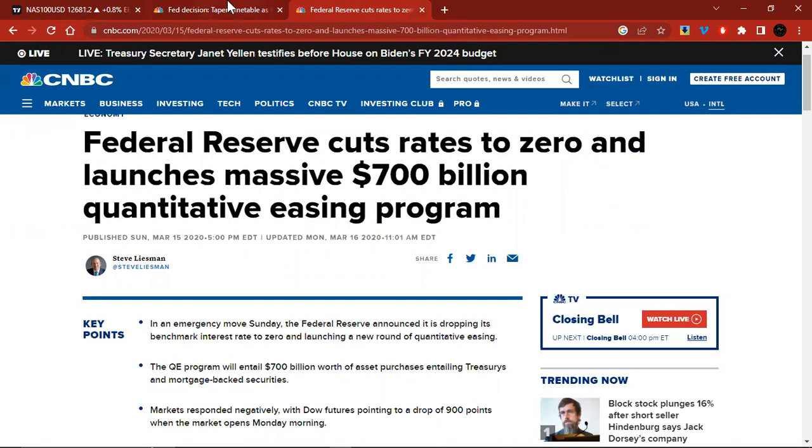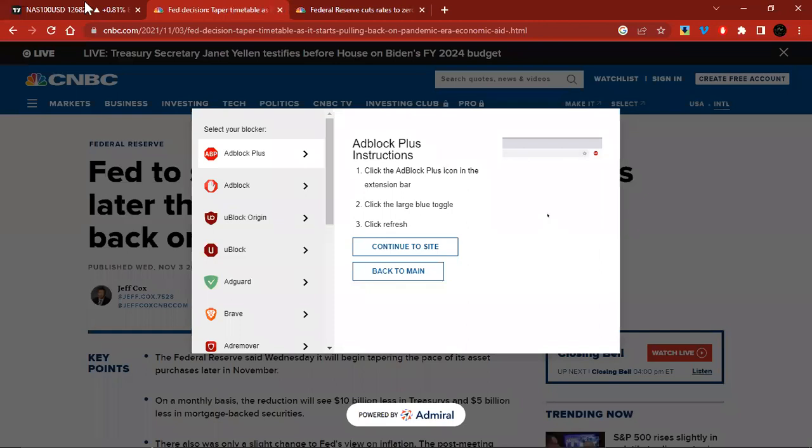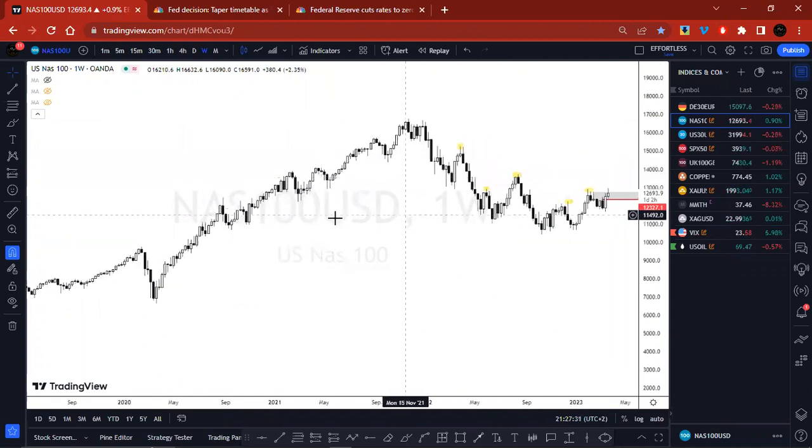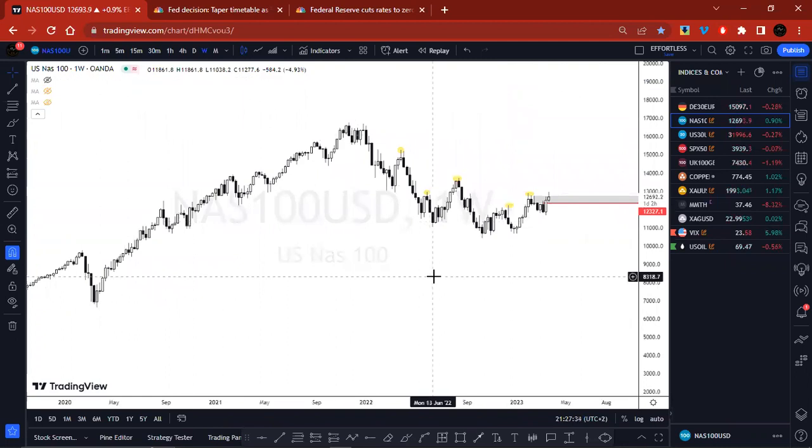So now do you understand how it ties together? On 15 March, they make the announcement: quantitative easing of 700 billion. The stock market rallies. Beginning of November, they make an announcement that they are going to start tapering. What happens to the stock market? The stock market starts dropping. Simple. So that is how I trade indices. Based on the actions of the central banks, I assess how that will impact the economy moving forward. Will that be suppressive or supportive?